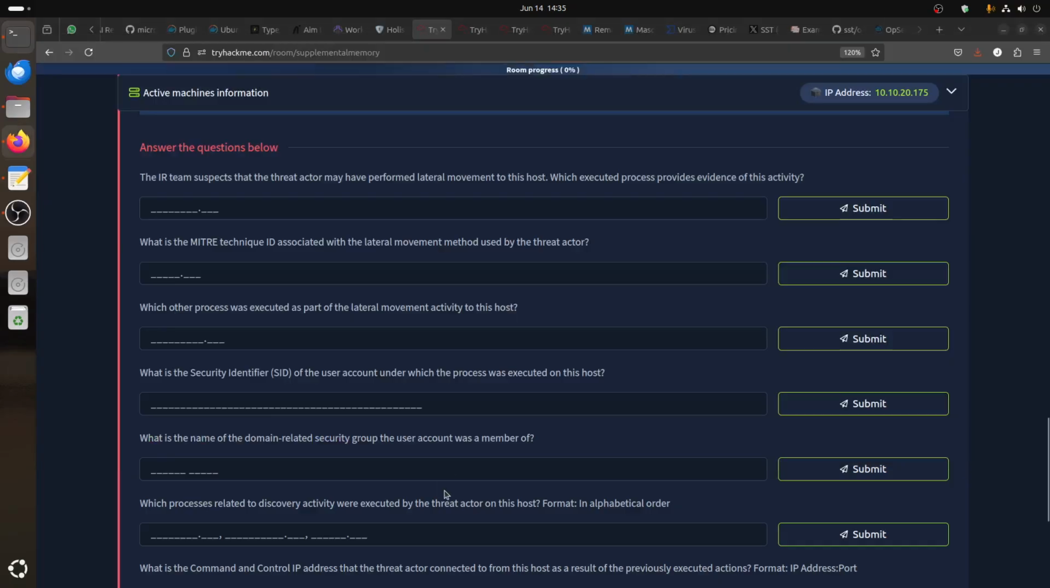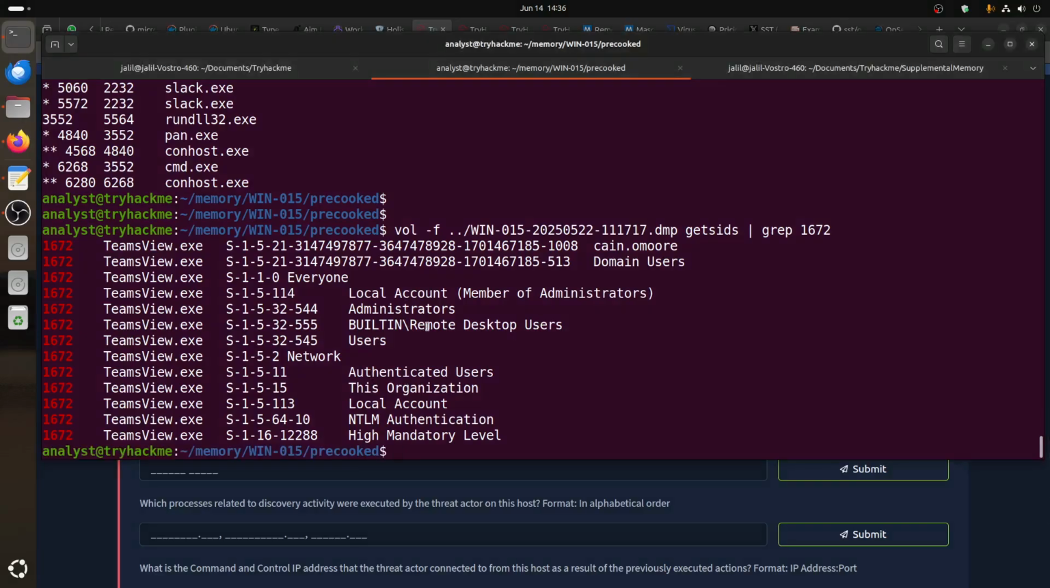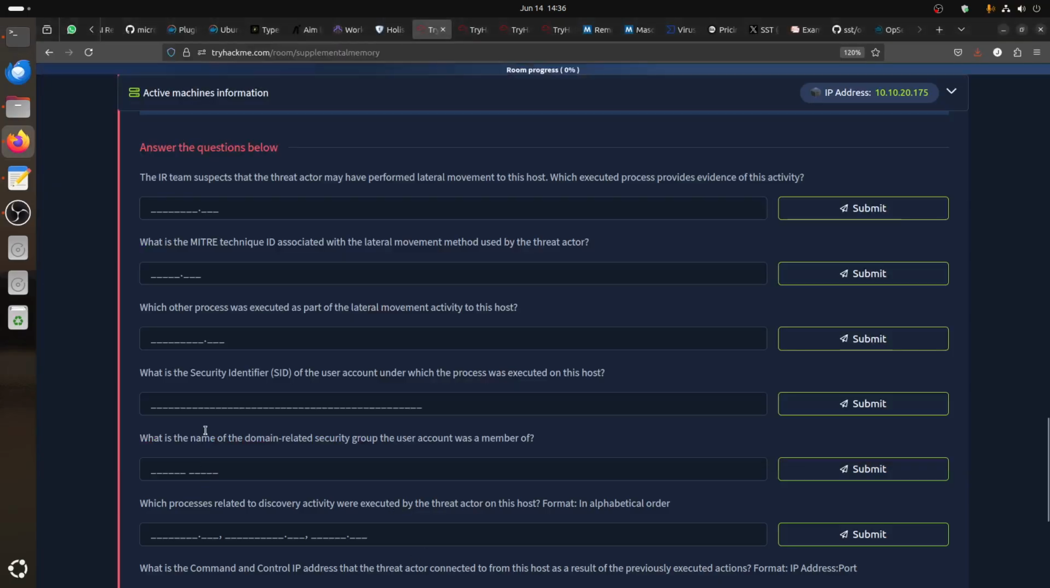Okay, let it run. So the question is looking for this one, or maybe it's too fast. It's fast. So we can see it's running as Kane or more. This is the SSID for it. Windows has all these SSIDs for the permissions of each process, like local account administrator, built-in remote desktop user, but for the user you can see is Kane and is part of domain user. Then what's the next question?